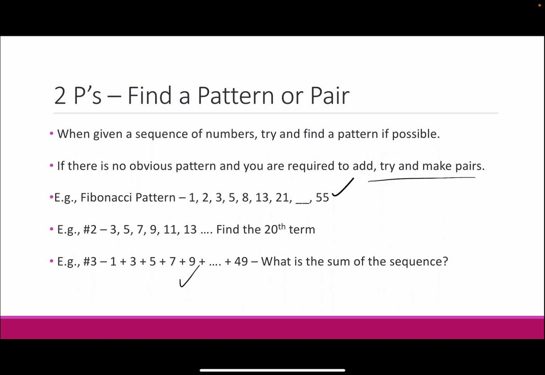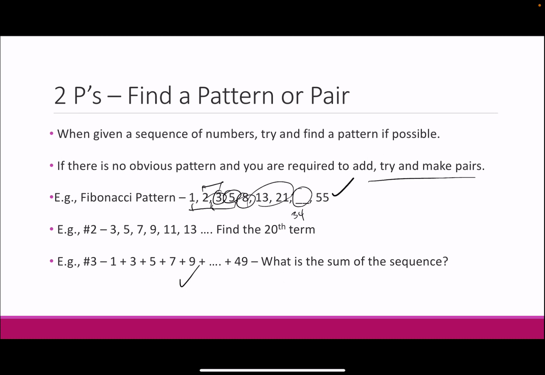The first example is a pretty common pattern used in exams. It's called the Fibonacci pattern, or Fibonacci sequence. Basically, you're adding two numbers to get the next number. So 1 plus 2 gives you 3, 2 plus 3 gives you 5, 3 plus 5 gives you 8, and so on. If you were to find the blank, it would be 13 plus 21, so it'd be 34.